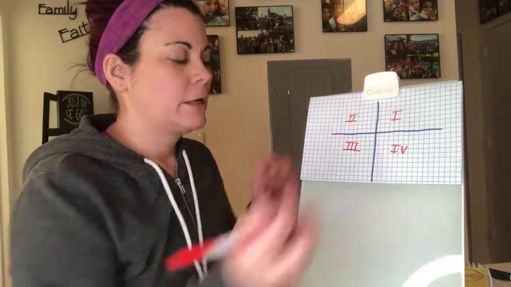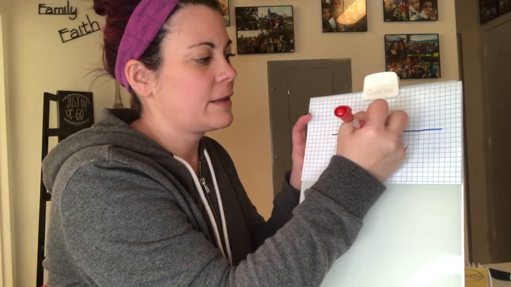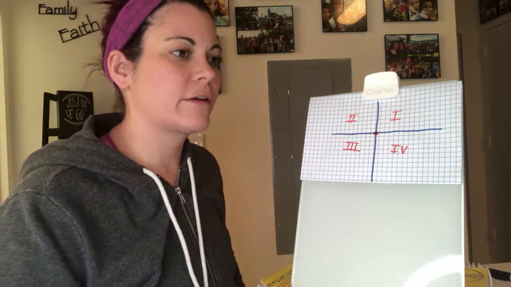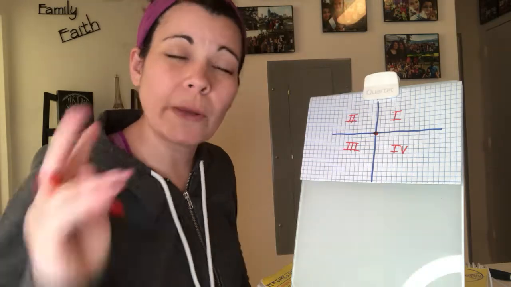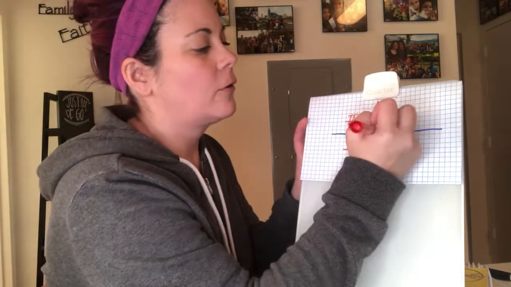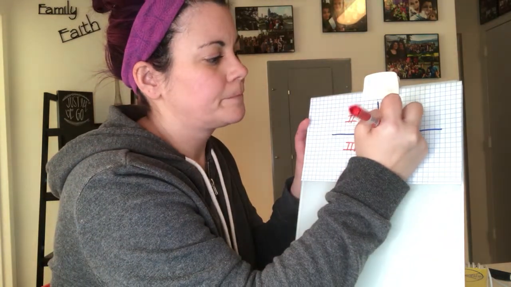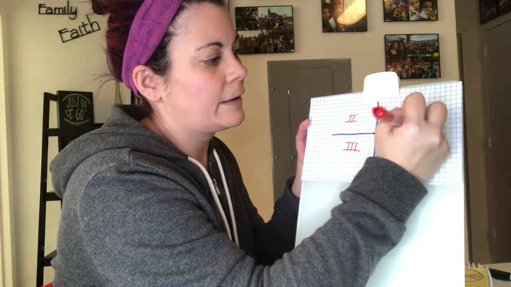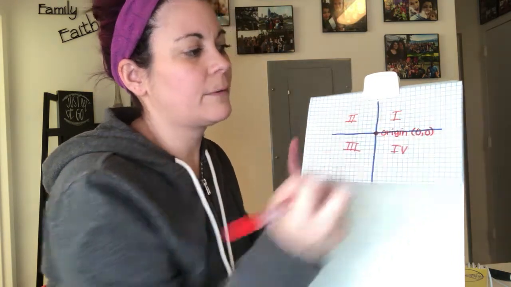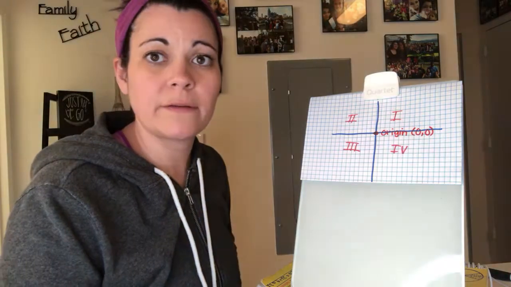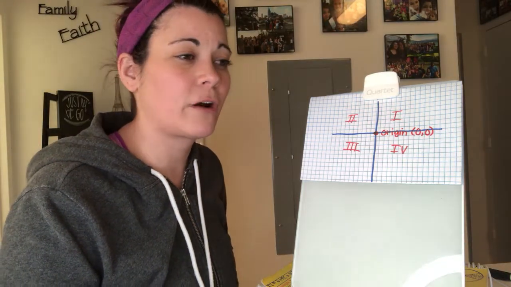The origin. The origin is the very center of the coordinate grid. It's also what we call the starting point. So this is the origin, and it's at the point 0, 0, and it's our starting point.